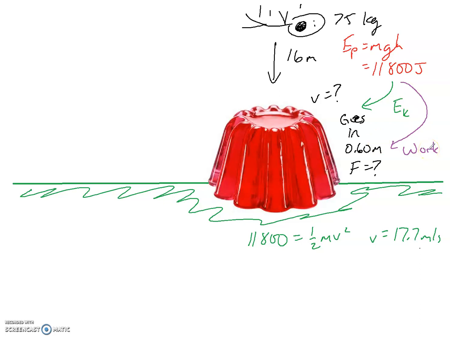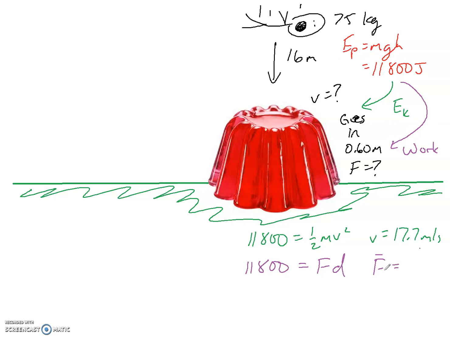So he hits with 11,800 joules of kinetic energy. So that's how much work the jello has to do to stop him. So the jello has to take away all of that energy by doing work on him by applying a force over a distance. Well, I know the distance is 0.6, so now I can calculate the force that was used, and it would be an average force, because work equals Fd, using a constant force or an average force. Obviously if you hit the jello, it's not giving the same amount of force as you go into the jello. So this would be the average force, which is fine.